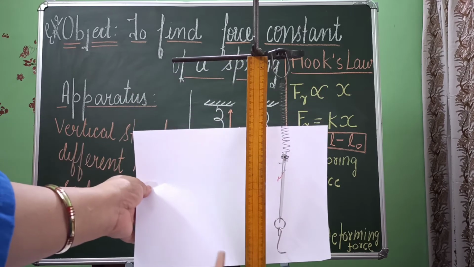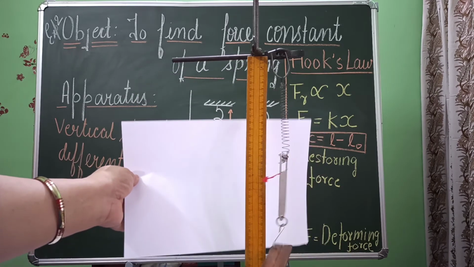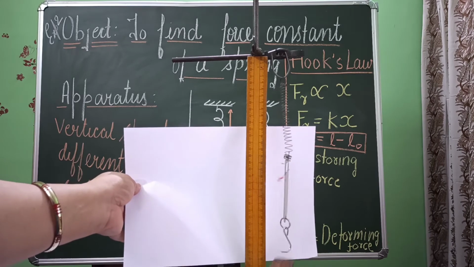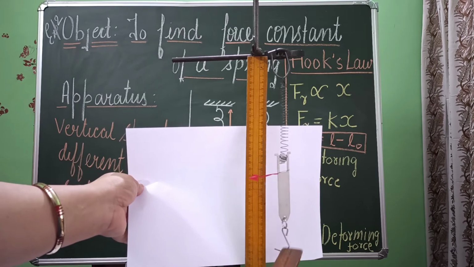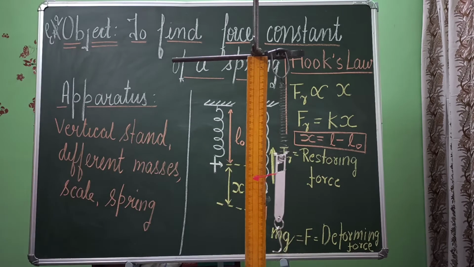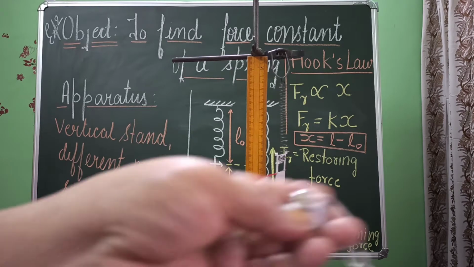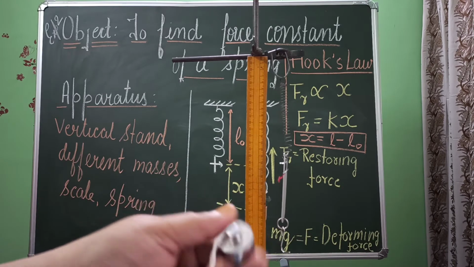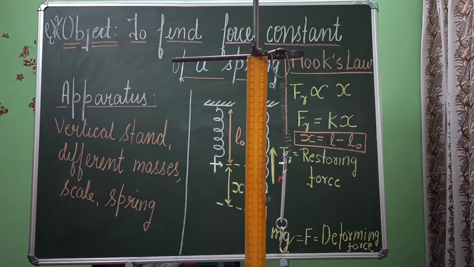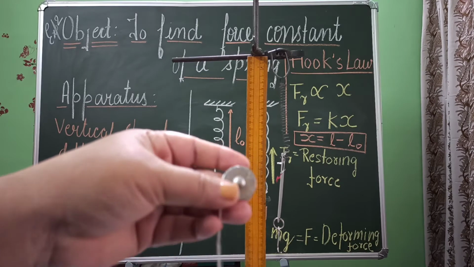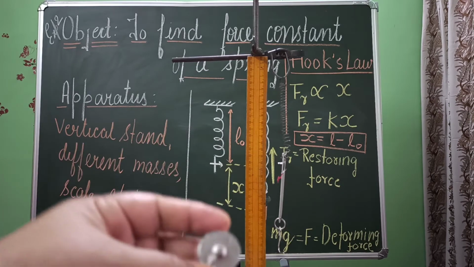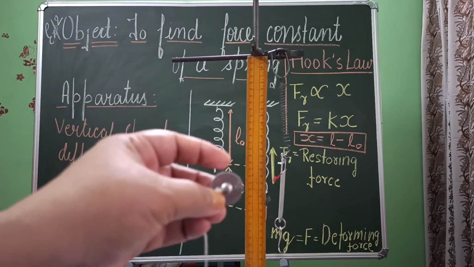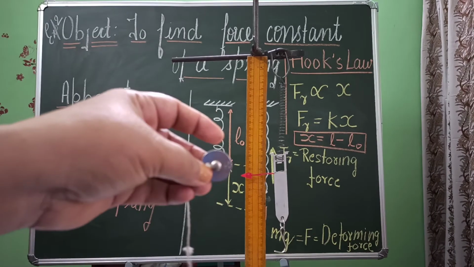And here is this one, a hanger, in which we will suspend different masses. These are the masses which we are going to use. This is 50 gram mass, 20 gram. If you can see, I want you to have a first hand experience as we used to have in the lab.